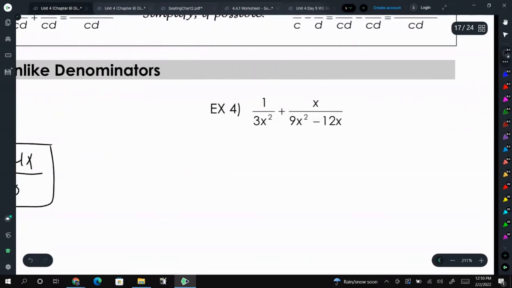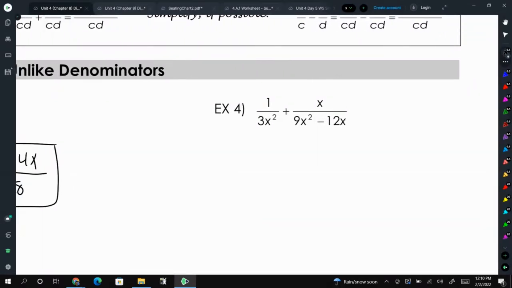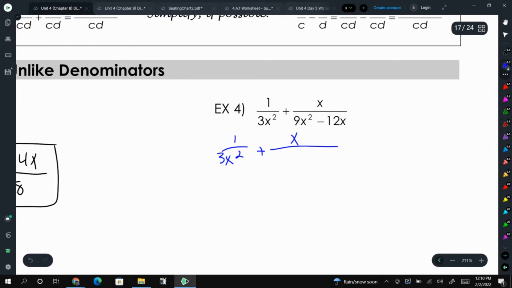Example 4. All right, I want to factor the denominator first, if possible. I can't factor the first one, 1 over 3x squared, but I can factor the second one. I can factor out a 3x, and then I'm left with 3x minus 4.